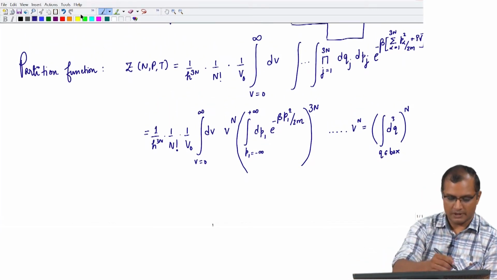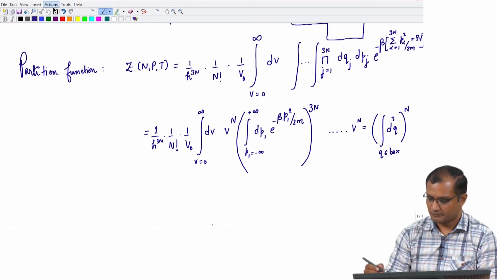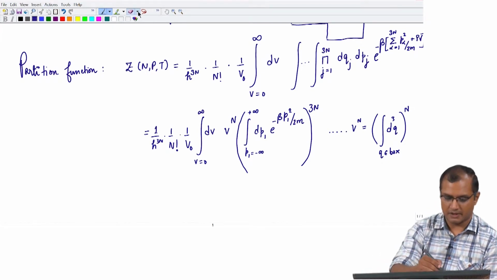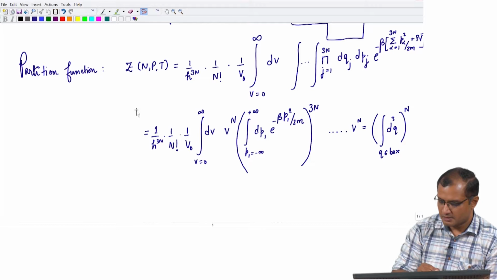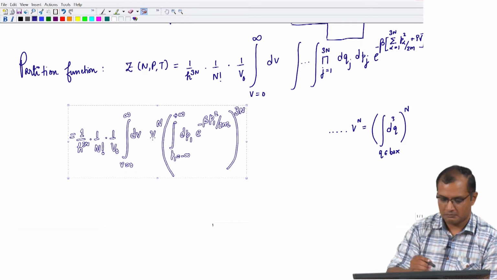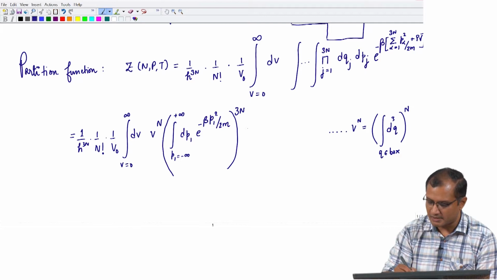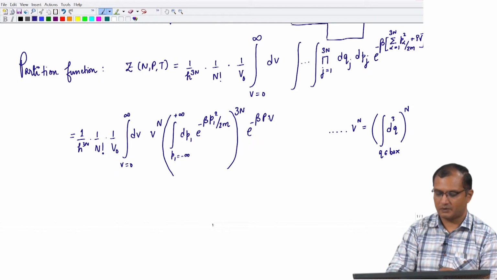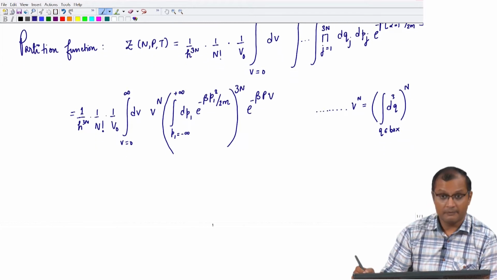Right. So, there is one factor that I have missed here. Yeah. Let me just write down that factor. I need some space here, so let me just move everything to one side. And I am going to write it as e to the power minus beta pV. Okay? That is it. Fine.